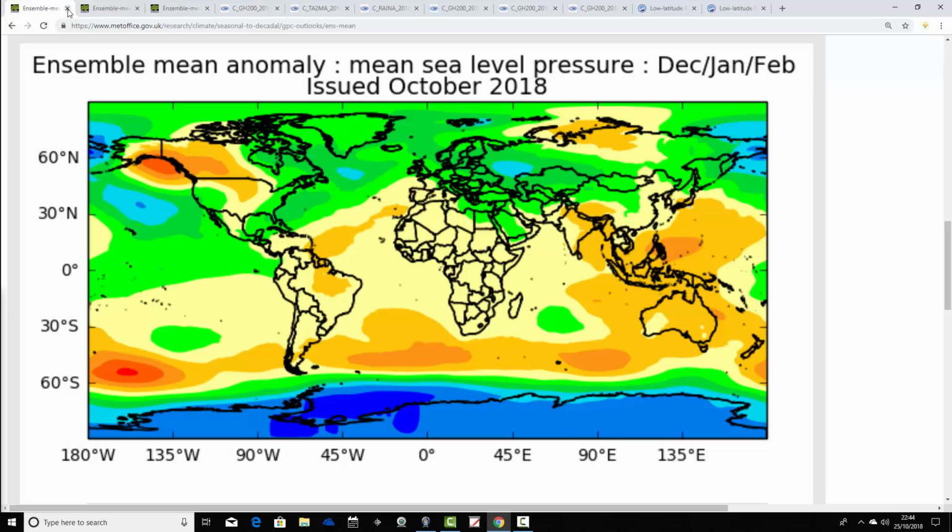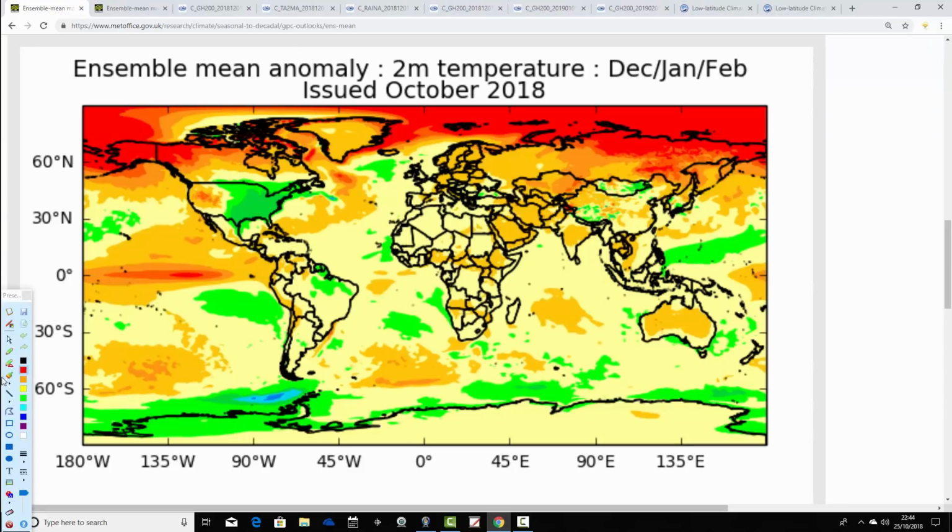Then we're on to our very own UK Met Office GloSea5 model. So again, this is mean sea level pressure anomalies. Again, this is for winter 2018-19. Just quite a lot of low pressure around with this model this month. We do have high pressure down here. But overall, it looks like we have quite an Atlantic flow, quite an Atlantic dominated westerly winter coming up.